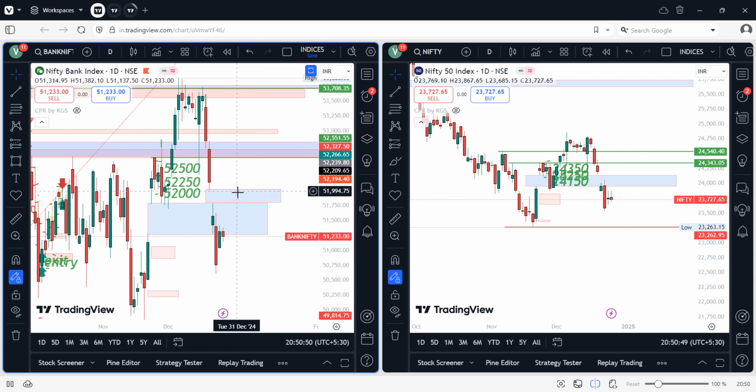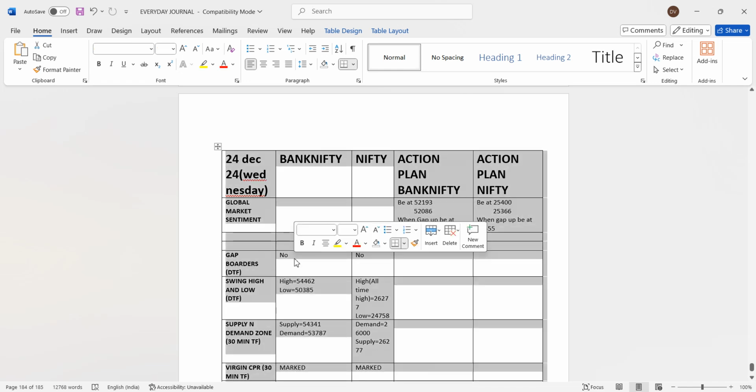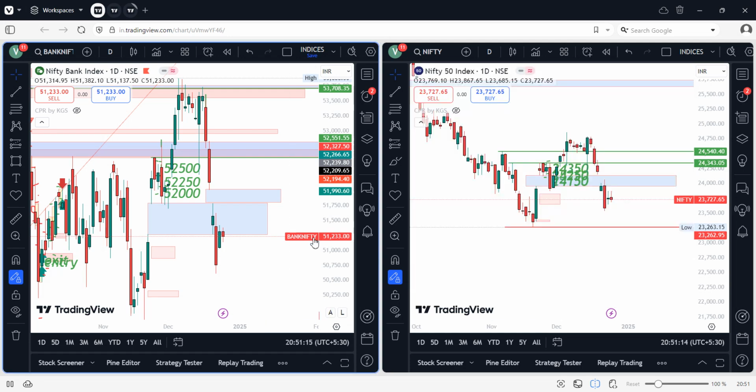So I'm marking this gap border here from, you can see, 52,000 to around 51,800. So I'll go here and mark it like this. Yes, I have a gap border in Bank Nifty. Okay, so let's go to the next one.